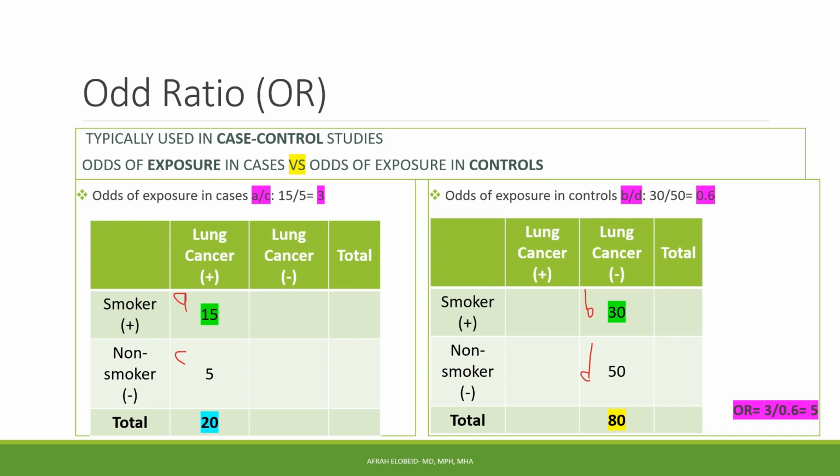We got the odds of exposure, which means we divide the number of smokers by the number of non-smokers. And we divide the number of smokers and non-smokers for the controls as well. And then we divide both together. There is another way to calculate the odds ratio, and I will discuss that in the next slide.